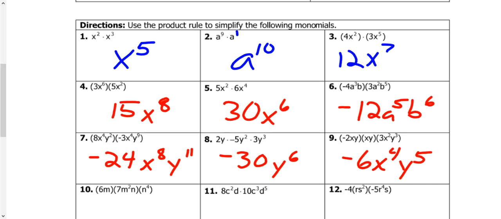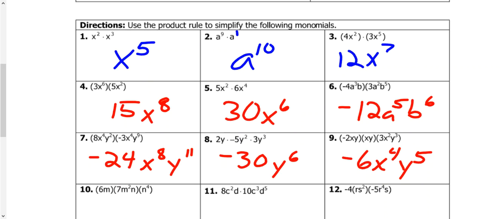Here are the answers for 4 through 9. Let's take a look at these. Of course, if you go through this video and you get a different answer, try to work the problem again to see if you can get the right answer. If you still don't get it, then when you come to class, call me over and I'm happy to help you figure out where you went wrong. So let's look at these.